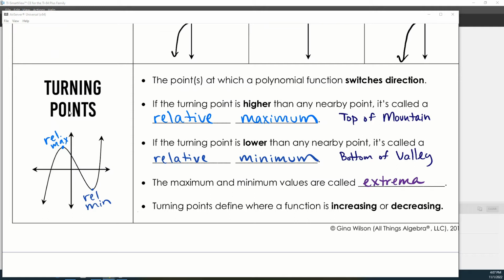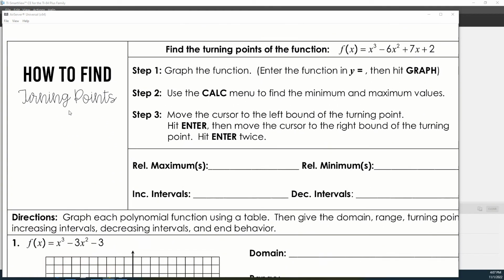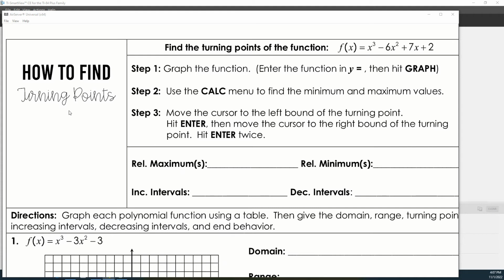Okay, now most of the time you need a graphing calculator to find the relative max and mins because they don't always occur like at a perfect point. Sometimes they occur at some decimal point. So we're going to follow these steps.